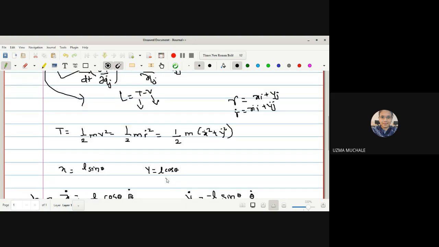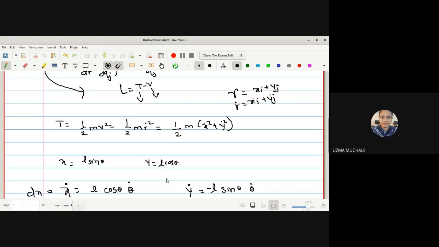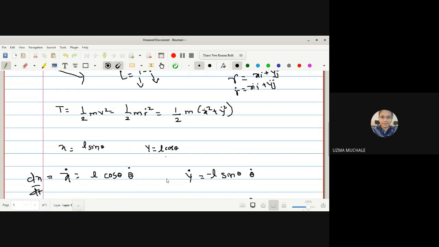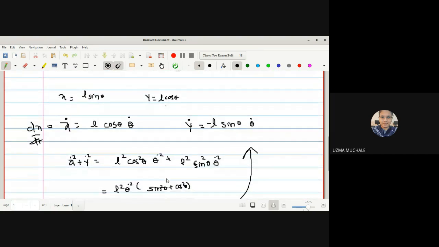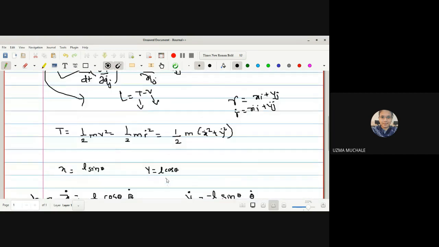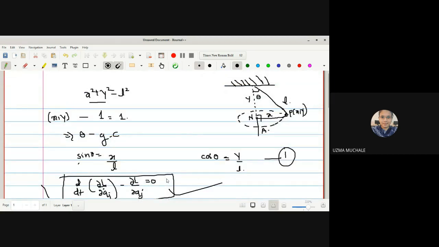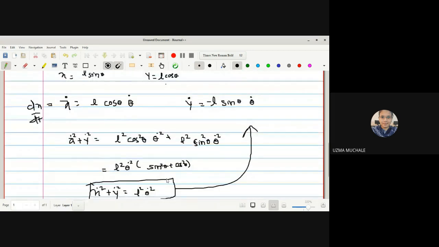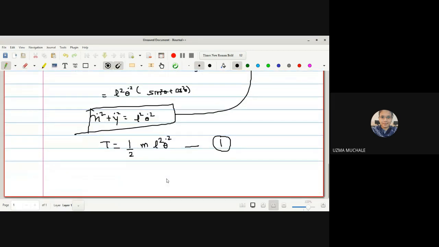And then our aim is to find out L. L is nothing but T minus V, the Lagrangian function we defined, right? And after that, we must find out what is kinetic energy and potential energy. For that, you must use this cos theta and sin theta from the figure. You can calculate it as opposite side divided by hypotenuse, adjacent side divided by hypotenuse. You can find out the values of x and y. Substitute in our equation of kinetic energy, you get our equation 1. Any doubts?